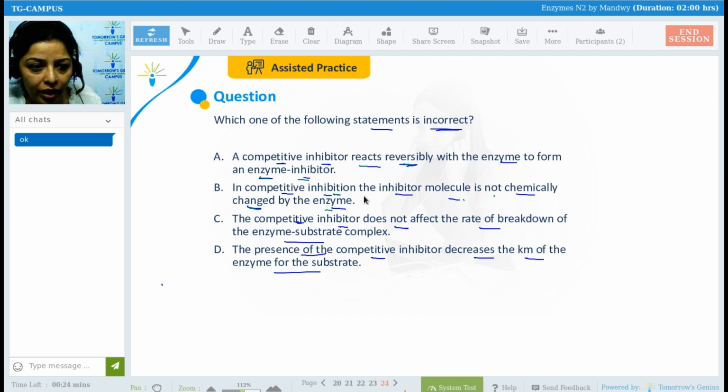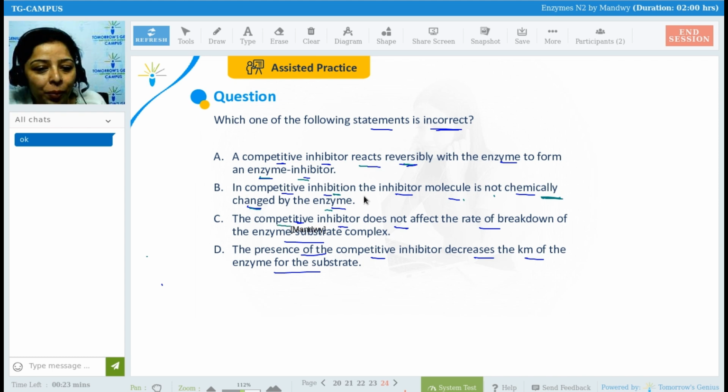Yes, answer it quickly. See, just now we have discussed this. Yes, ma'am, they are asking for the incorrect one. Yeah, incorrect. Chalo, actually this one is correct.